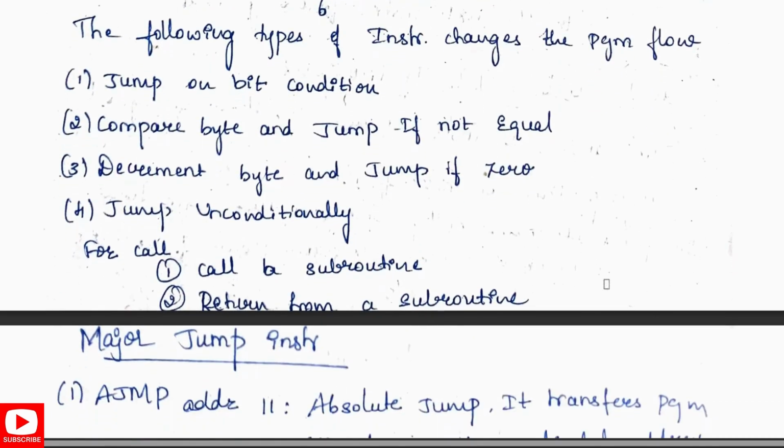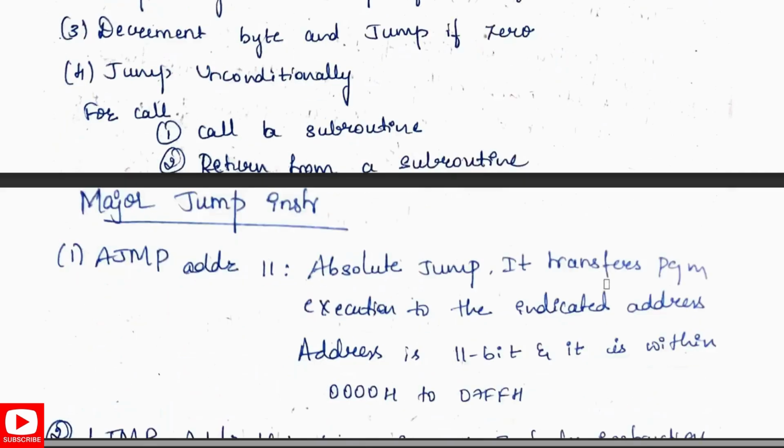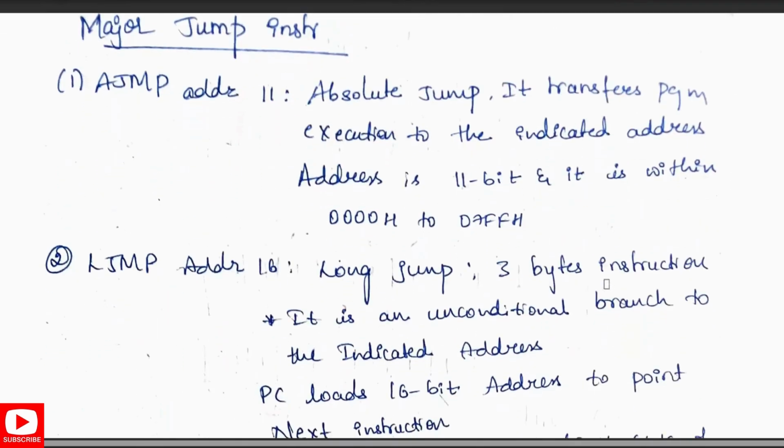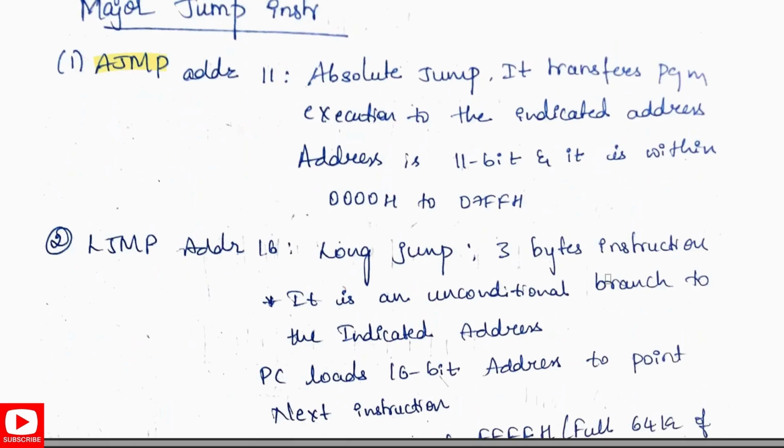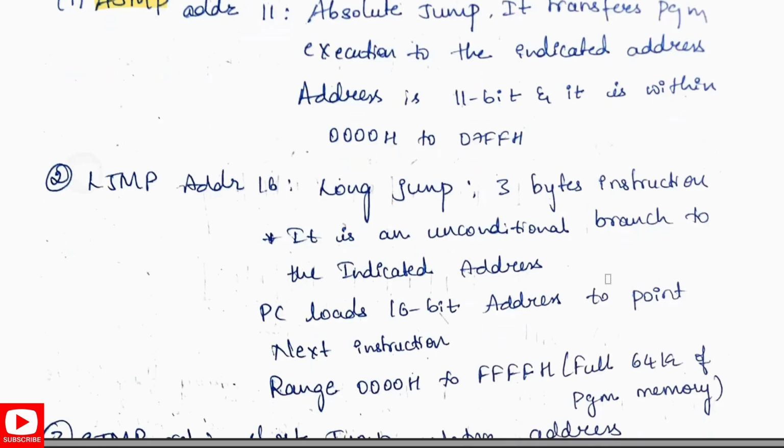Next, the following types of instructions change the program flow. Jump on bit condition, compare and jump if not equal, decrement and jump if 0, jump unconditional, call a subroutine, and return from a subroutine. We'll start with the major instructions in the jump. First thing is AJMP. This is absolute jump. It transfers the program execution to the indicated 11-bit address, within 00H to 07FFH. So LJMP is the long jump.